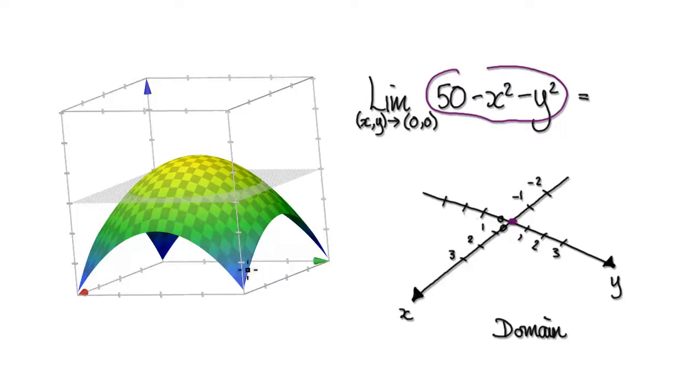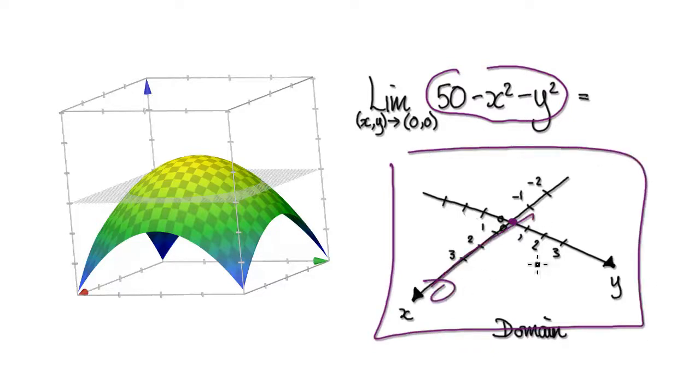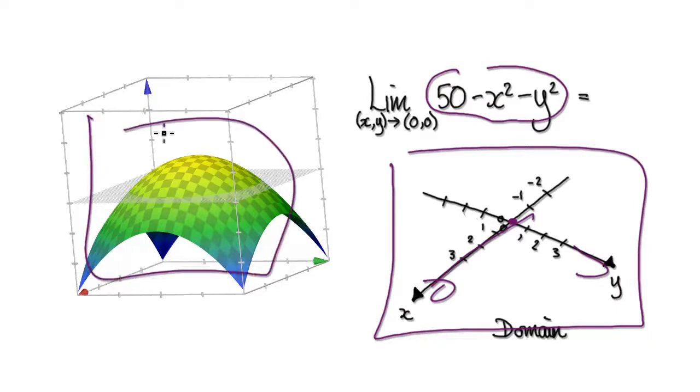So imagine you're an ant. You have to head towards the origin. Remember, this is the domain, a 2D x-y domain. This is your surface here. It's in 3D.